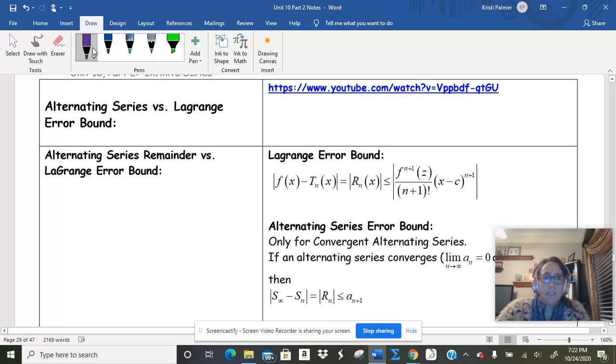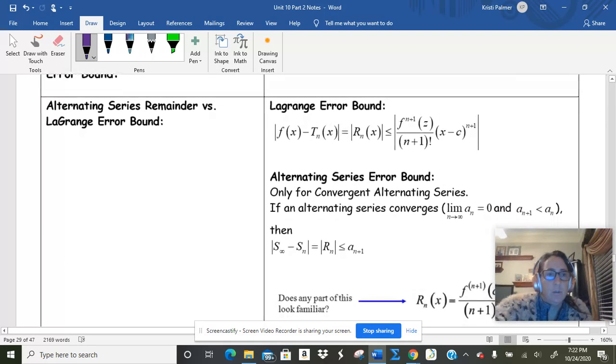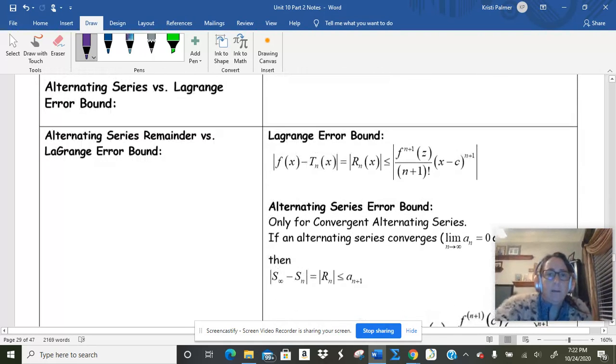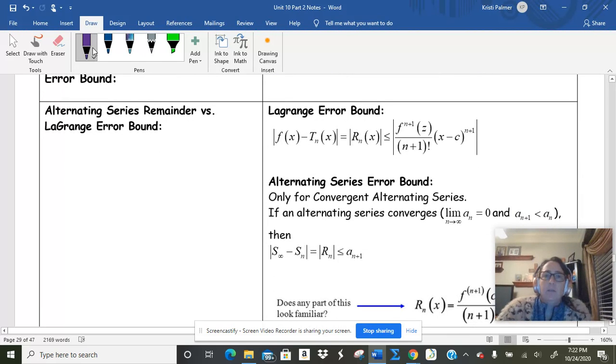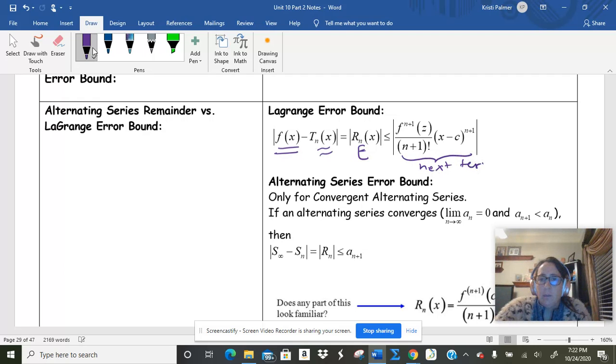So alternating series versus the Lagrange error bound. And you can go watch this YouTube video. It's just kind of doing that. But let's talk about the difference. So the Lagrange error bound says we're going to take the exact minus the approximate, and we have this error. And the error is less than or equal to the next term. Okay, so like the next derivative, the next factorial, the next power.